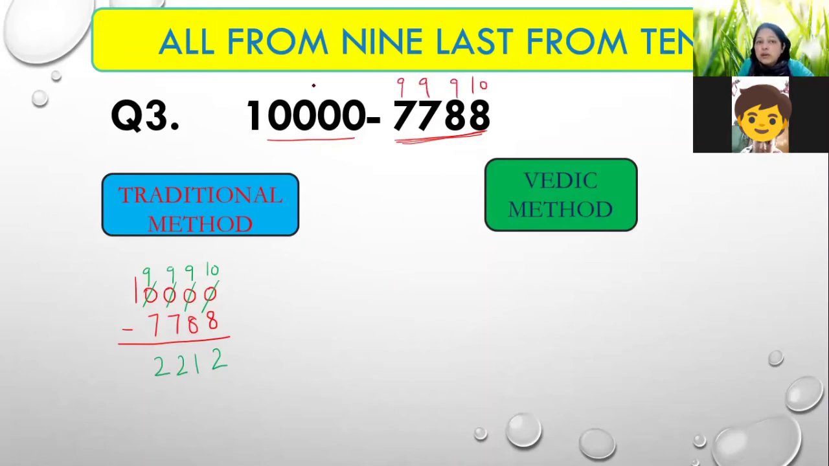Okay, now ignore this number and just do the subtraction. See it here: 9 minus 7, 2. 9 minus 7, 2. 9 minus 8, 1. 10 minus 8, 2. Okay, so see the answer now. Without doing any borrowing, we have got the answer.